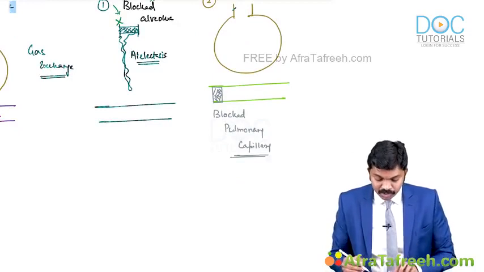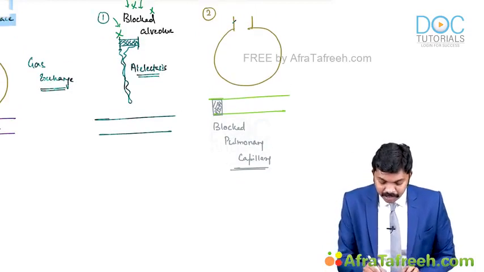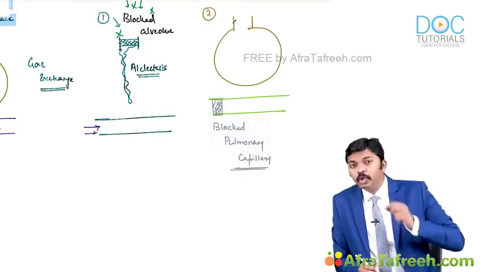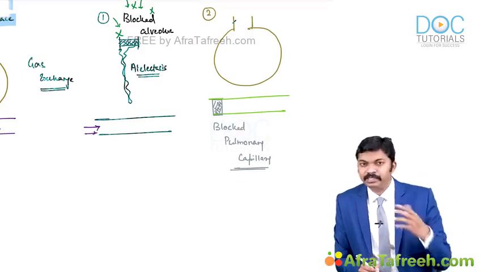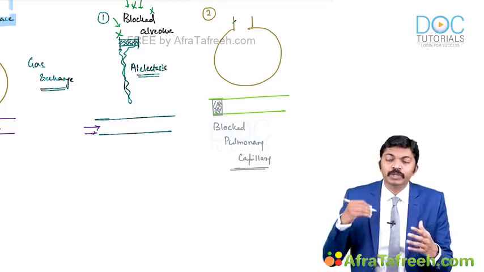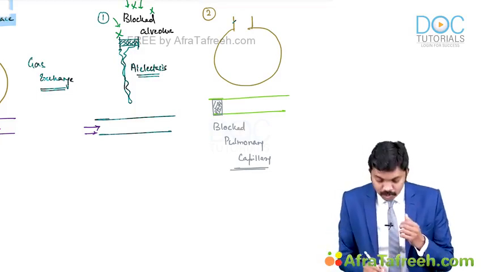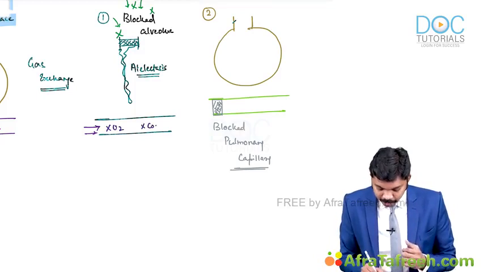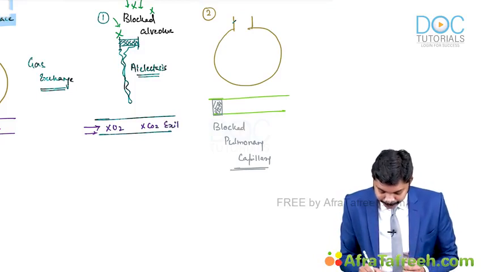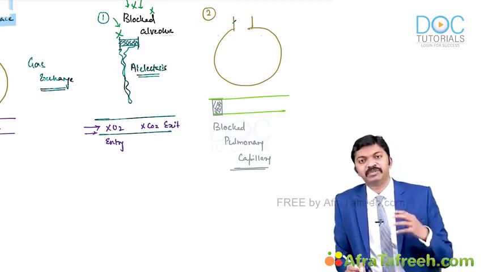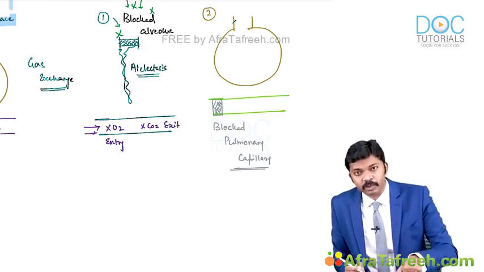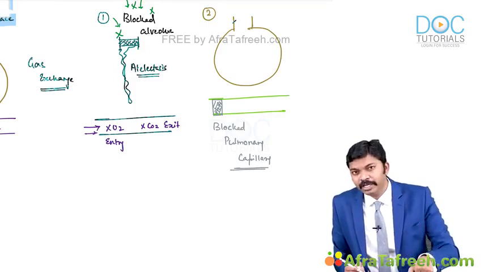Now, in case of a blocked alveolus, the blood that is flowing into the pulmonary capillary is not going to receive oxygen. At the same time, it is not going to liberate carbon dioxide. So, there is no oxygen entry, there is no carbon dioxide exit, which means the blood in the pulmonary capillary that is supposed to get oxygenated is not receiving enough oxygen.